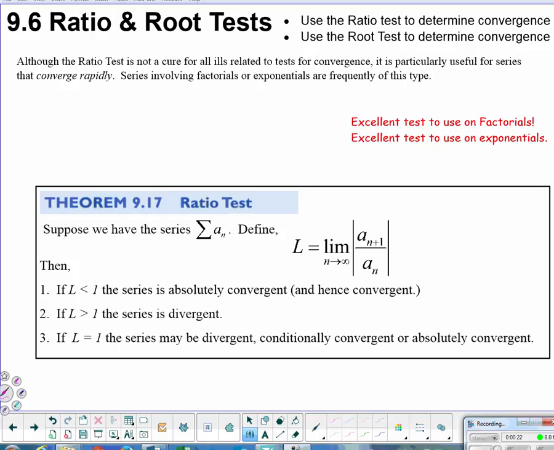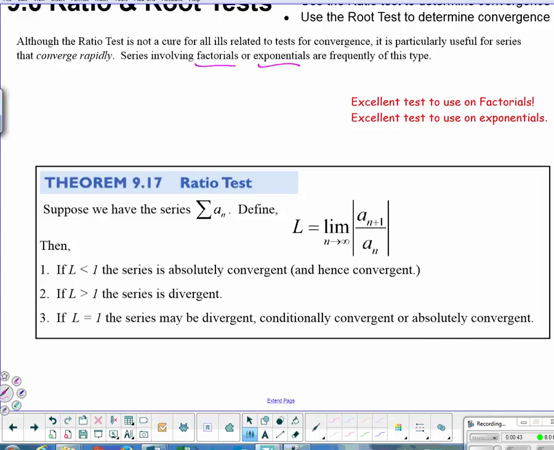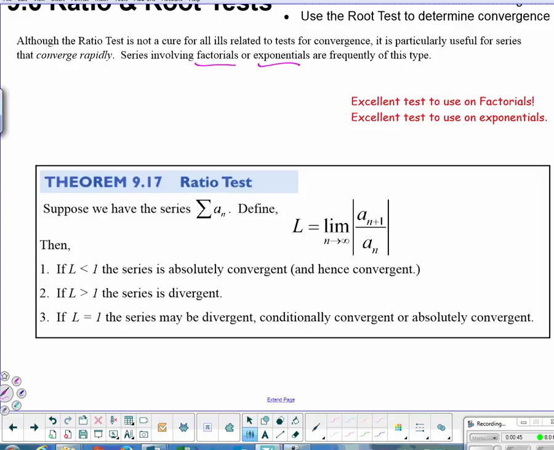It says, although the ratio test is not a cure-all for all ills related to tests for convergence, it is particularly useful for series that converge rapidly. Series involving factorials or exponentials are frequently of this type. So if you see factorials, hopefully you'll think of the ratio test because it can be very effective in that. Also, it's another excellent test to use on exponentials. So what is the ratio test?